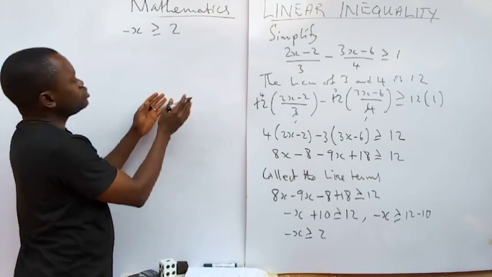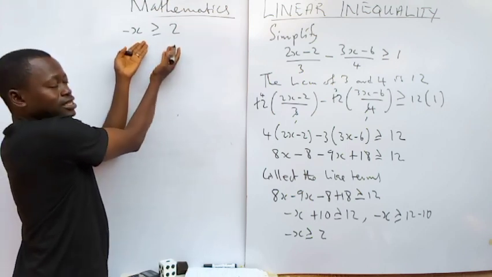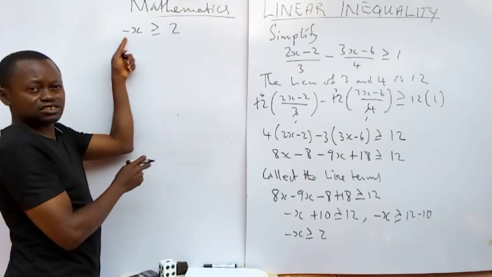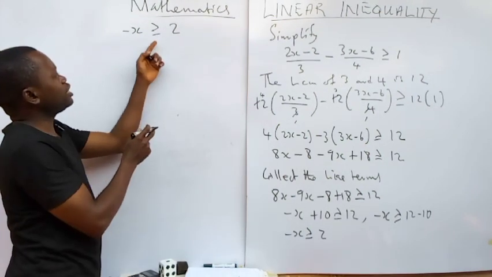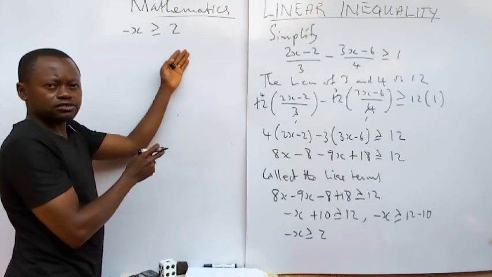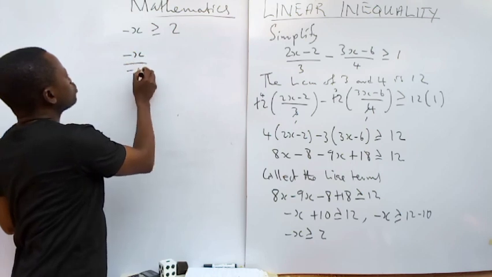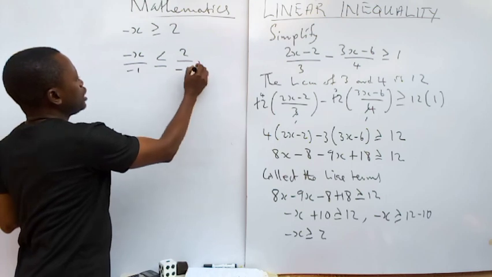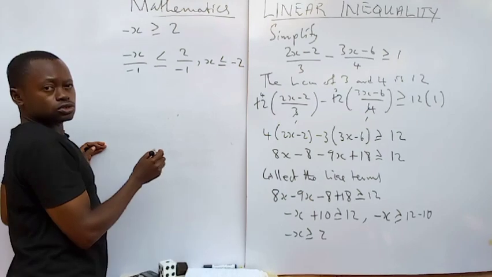Anytime you come to a point where you have an expression like this, and you need to divide both sides by the negative coefficient, the inequality sign changes. Or you need to multiply both sides by the negative coefficient, the inequality sign changes. That is what I'm trying to say. If I now say minus x over minus 1, this will become less than or equal to 2 over minus 1, and your answer will become x is less than or equal to minus 2. I'm sure you understood that.